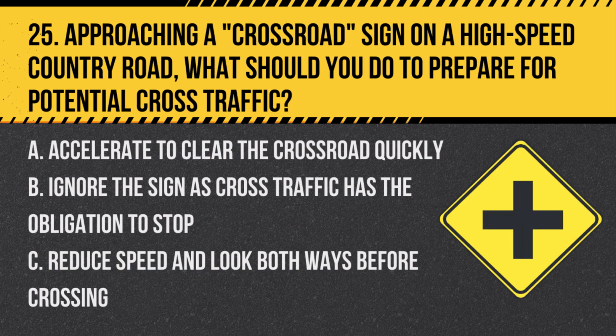Question 25. Approaching a crossroad sign on a high-speed country road, what should you do to prepare for potential cross-traffic? A. Accelerate to clear the crossroad quickly. B. Ignore the sign as cross-traffic has the obligation to stop. C. Reduce speed and look both ways before crossing. Answer: C. Reduce speed and look both ways before crossing. A crossroad sign on a high-speed country road indicates potential cross-traffic. Reducing speed and looking both ways ensures you can react safely to any oncoming vehicles or obstacles.